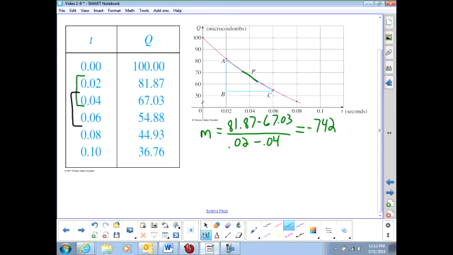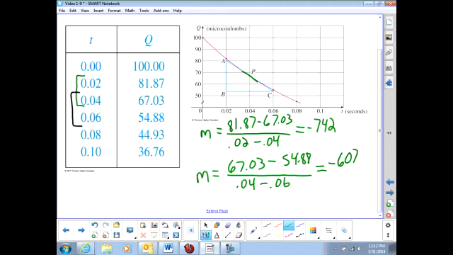It's a decreasing function. Our slope for the other one, we could do 67.03 minus 54.88 over 0.04 minus 0.06. If we plug that in, we get minus 607.5.